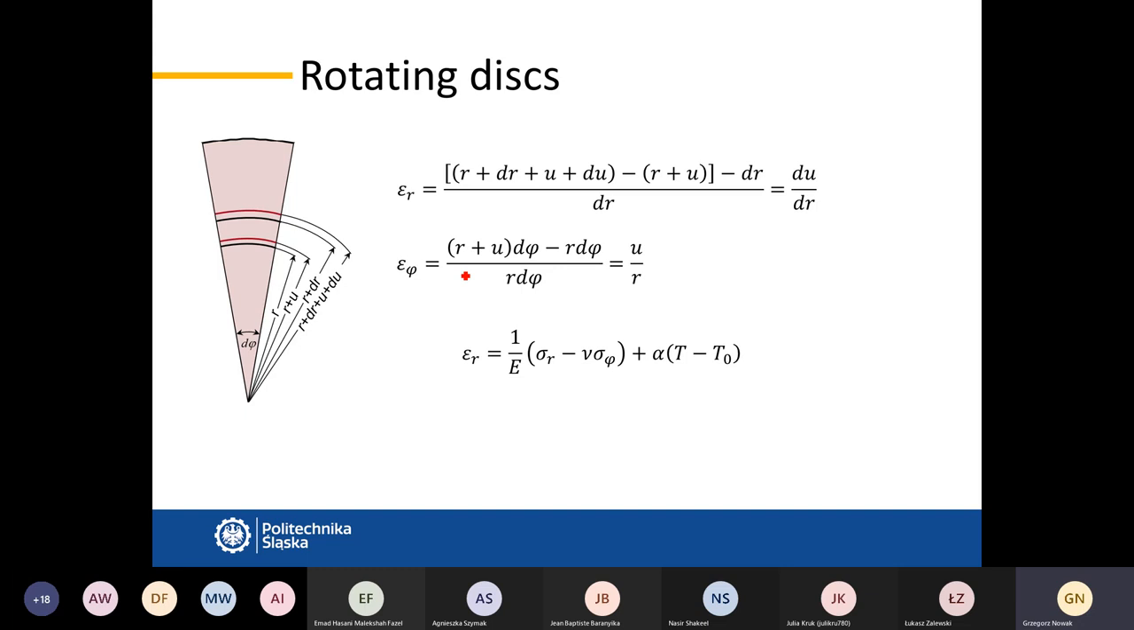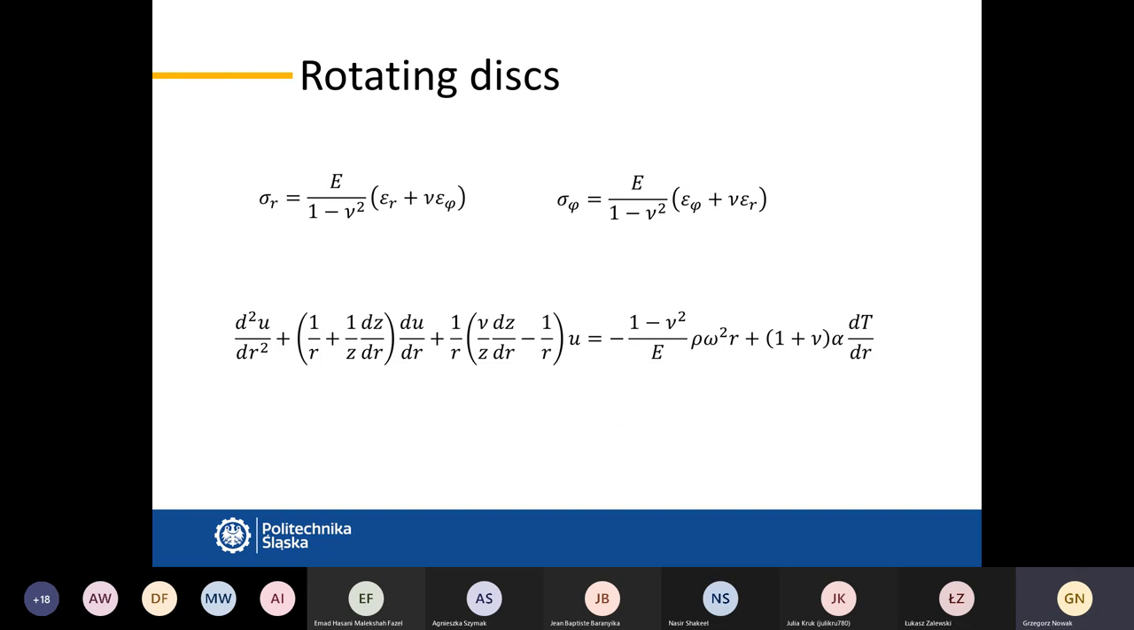From Hooke's law, which was discussed a couple of minutes before, the dependence between stress and strain is here. Generally, stress is generated by mechanical forces and strain generated by temperature difference. So we have just addition. So the method or the principle of superposition. So we can separately analyze each factor, either stresses or temperature difference, and add the effects.